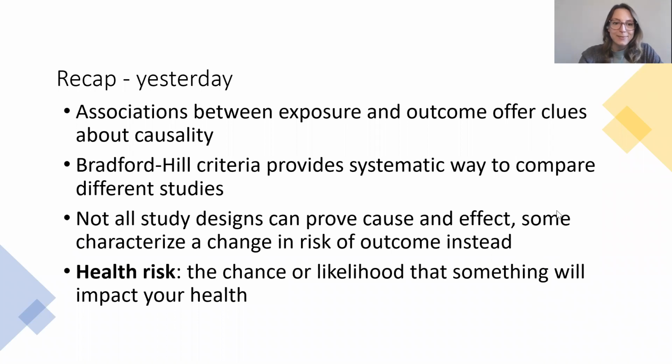Another important thing that we started to talk about was that if not all study designs can prove cause and effect, some of them are more so trying to characterize a change in risk, specifically the risk of the health outcome. They might be trying to say whether exposure to something results in an increased risk of developing some outcome, maybe a decreased risk if it's a negative association. And so we also defined what we mean by health risk. Health risk is specifically related to the chance, likelihood, or probability that something will actually impact your health. It's the risk that some exposure poses to your health.